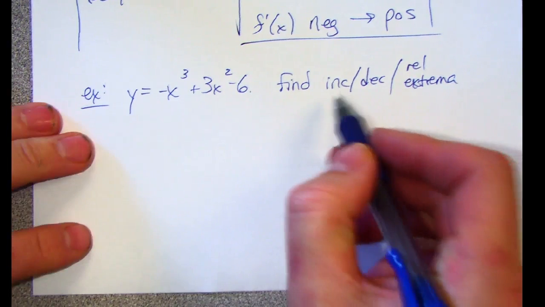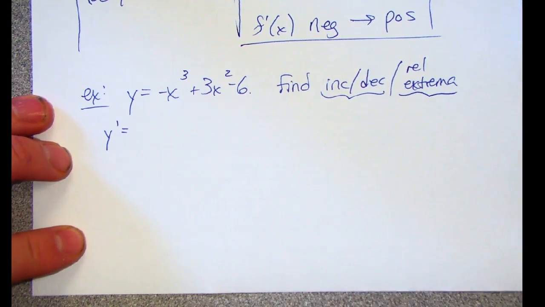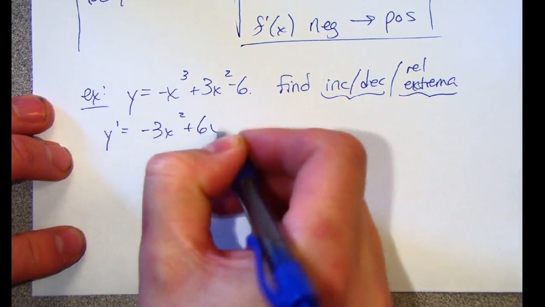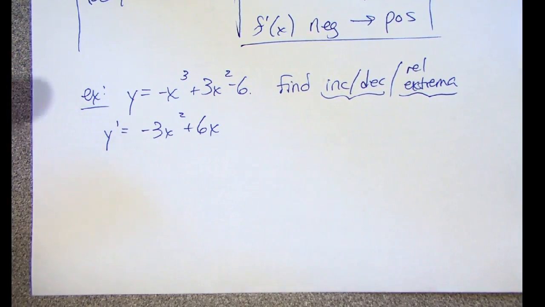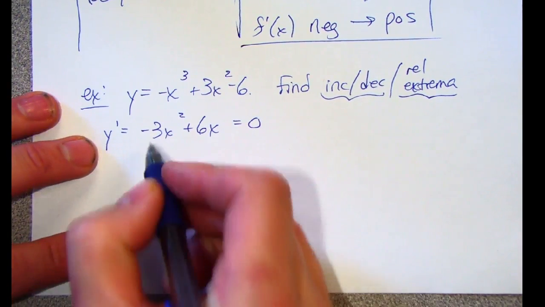So, increasing and decreasing comes from the derivative level, and this comes from the derivative level also. So let's take the derivative: negative 3x squared plus 6x. You would then find critical points, so set the top and bottom equal to 0. In this case, there's just a top.